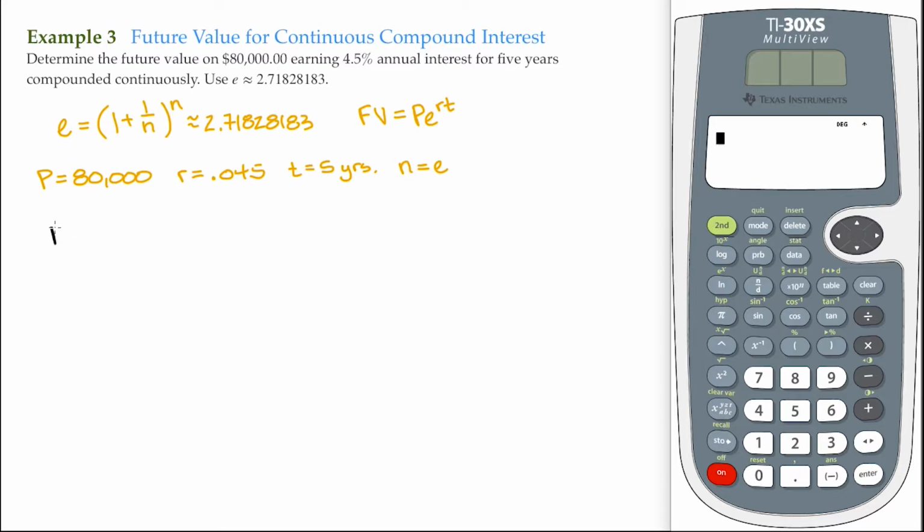So for our future value, that's our $80,000. Multiply that by E, so I'm just going to do this: 2.71828183, that's to 8 decimals. And then raise it to the R times T power. So I'm going to raise it to the 0.045 times 5 years.